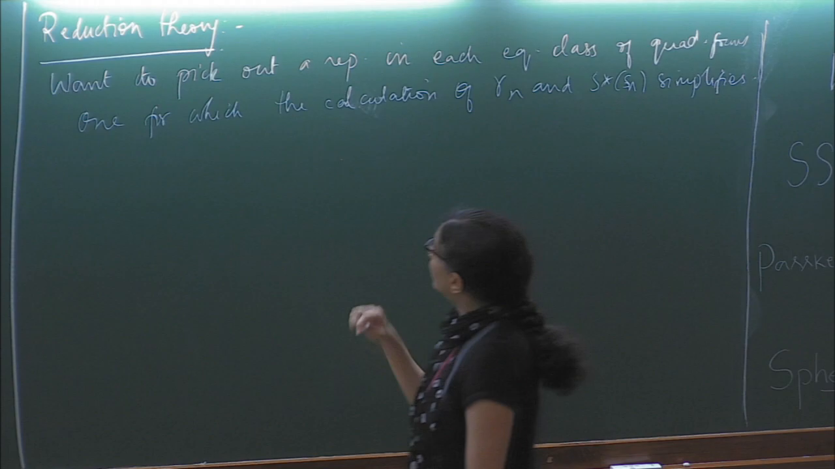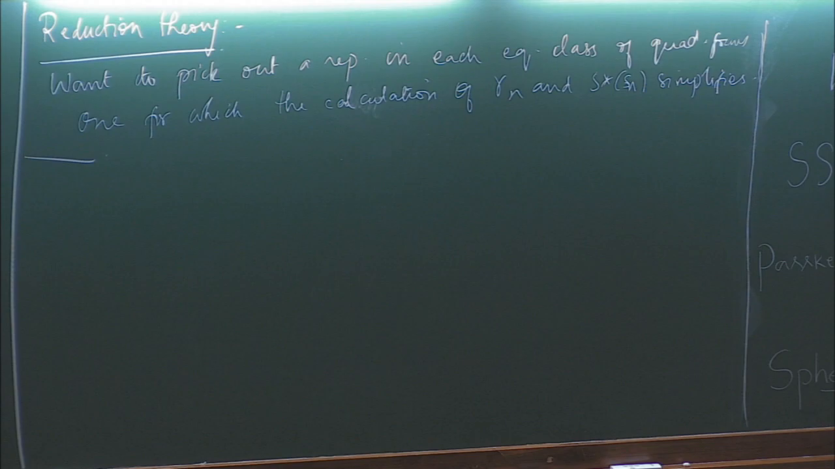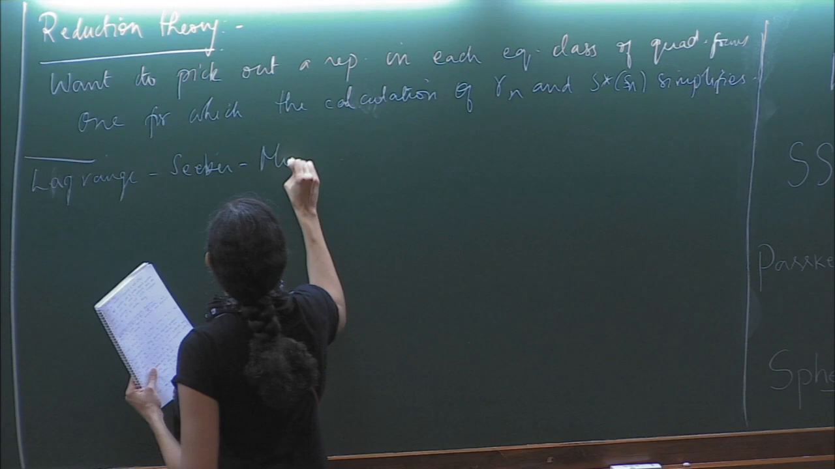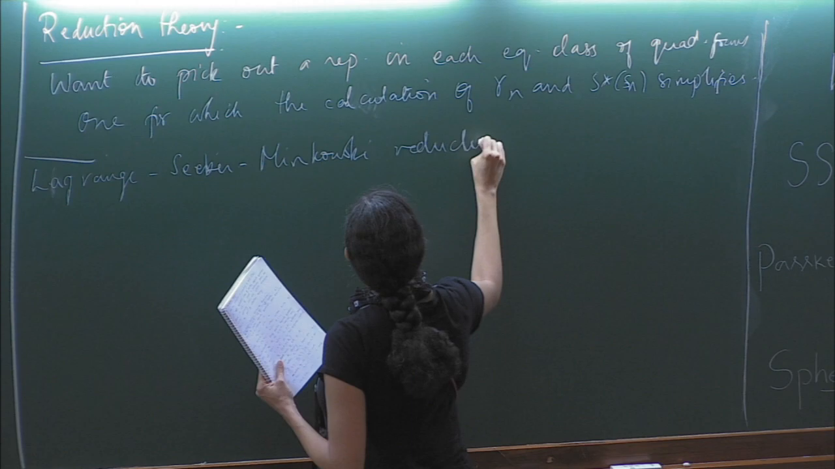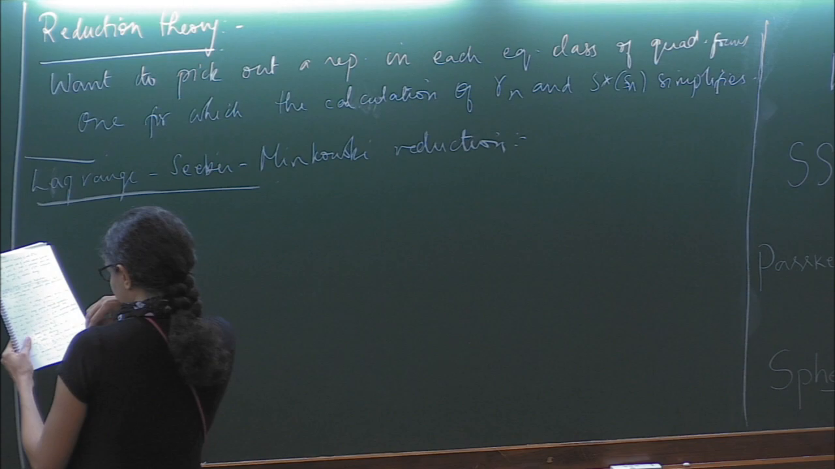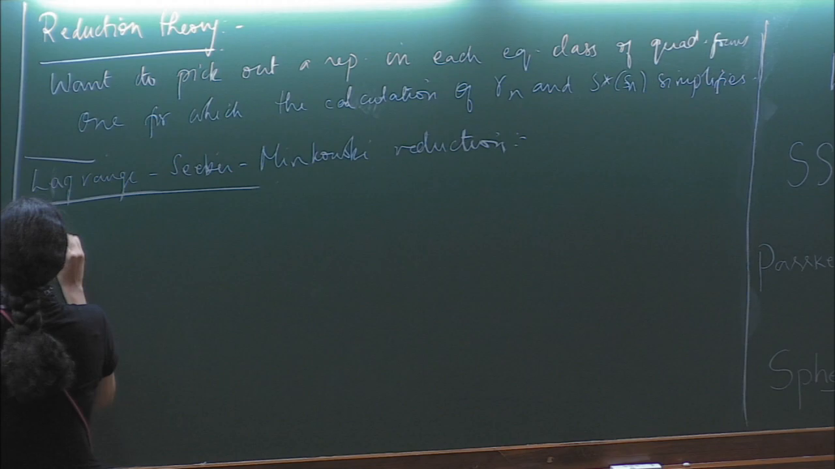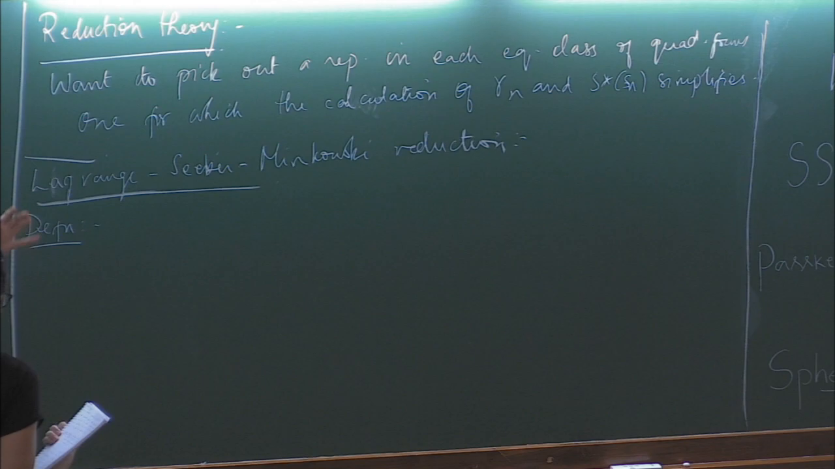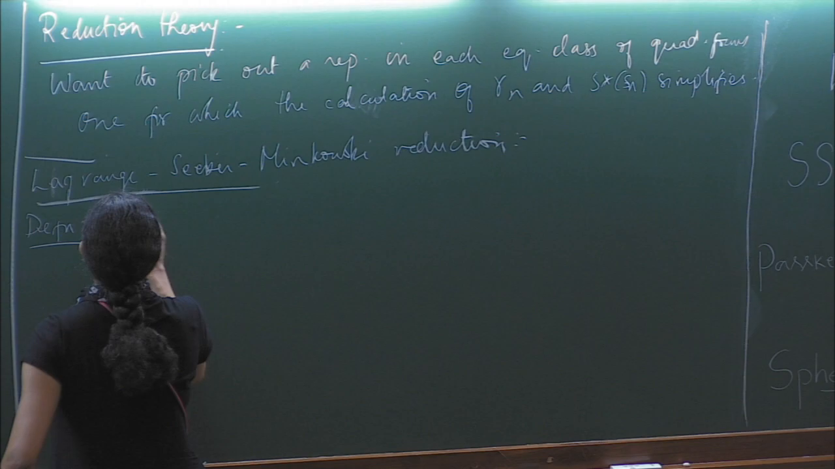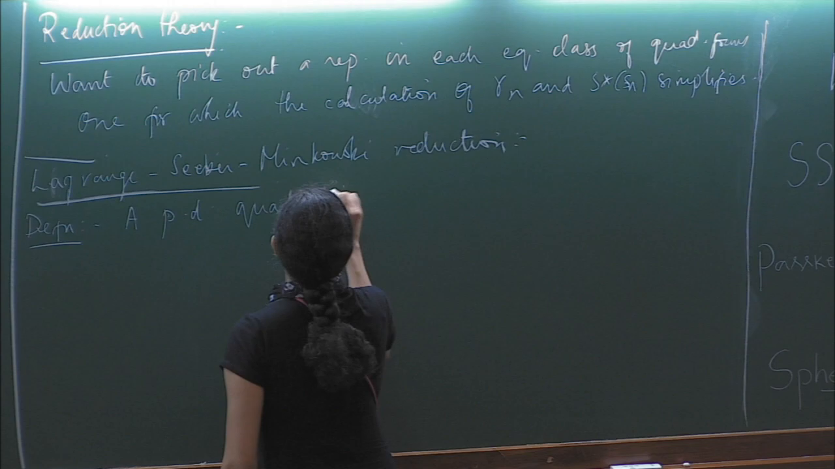Okay, so we'll talk about two kinds of reduction theories. The first is the Lagrange-Seeber-Minkowski reduction. So I'll give a definition. The definition might not be well motivated, but after doing that, we'll show that every positive definite quadratic form is equivalent to an LSM reduced form. And in the course of the proof, it'll become clear why.